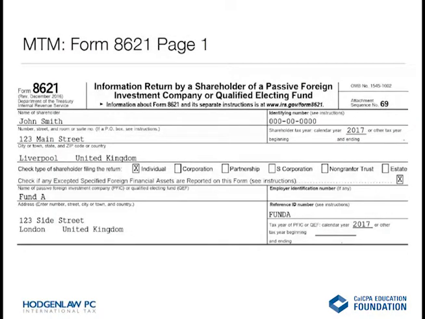So let's look at the forms. This is just a sample page 1, top of the page, with the made-up taxpayer address. This is an individual, so we check the box for that, put in the fund name and information, and we note that this one is for the 2017 tax year.